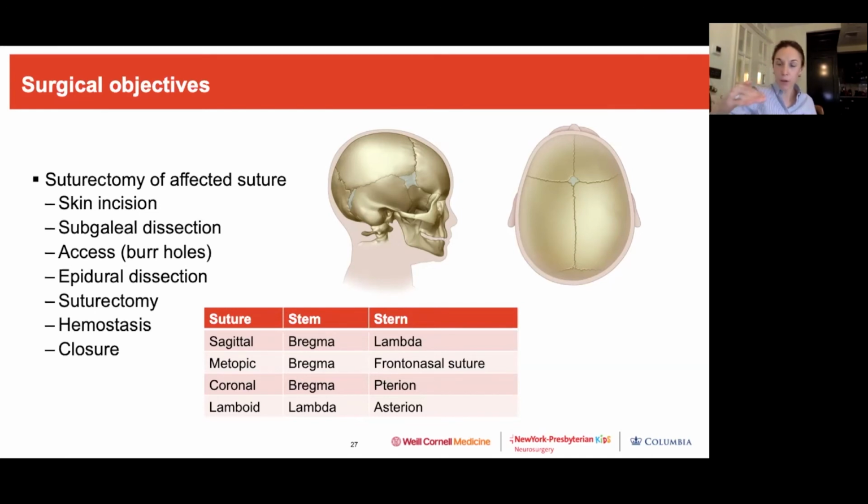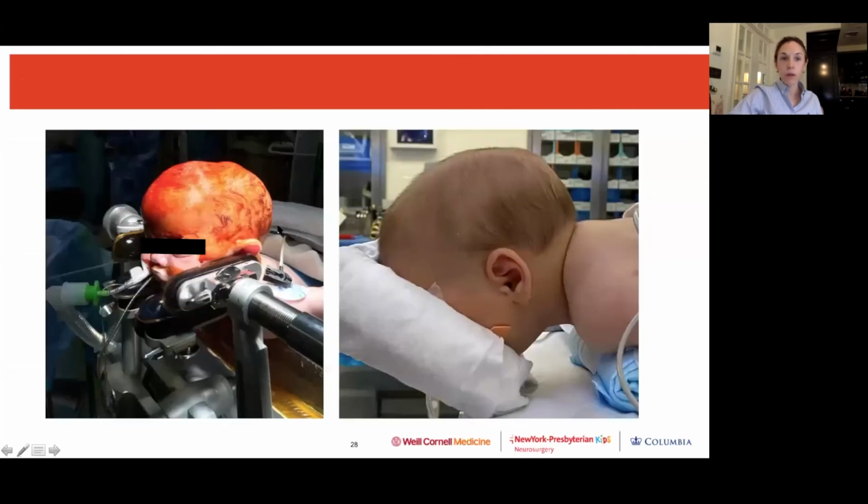You have to perform an epidural dissection, meaning your dissection between the dura and the bones, so that you know that your bony removal is safe. You then have to perform the suturectomy. You have to take out the pathologic bone. You have to create hemostasis, meaning stopping blood loss, and you have to close. So how do we do this?